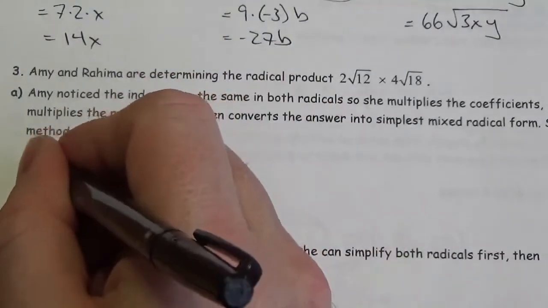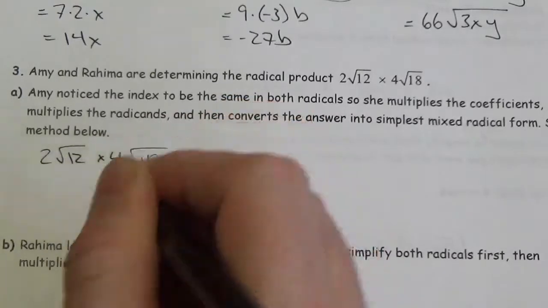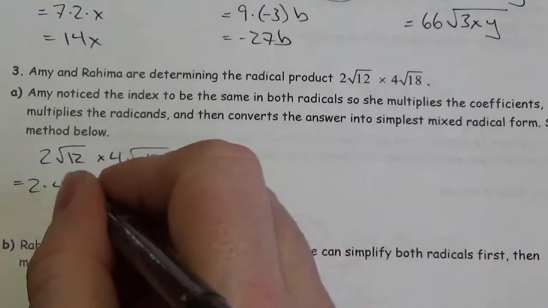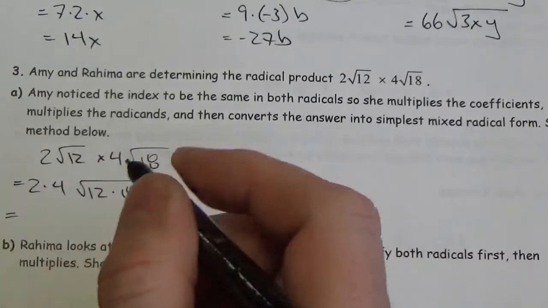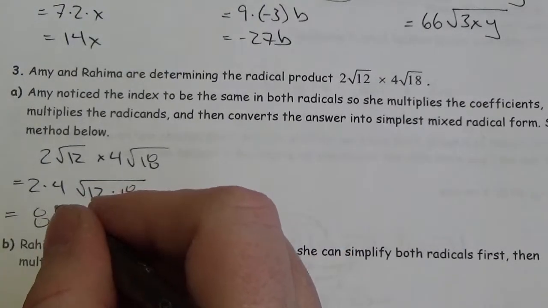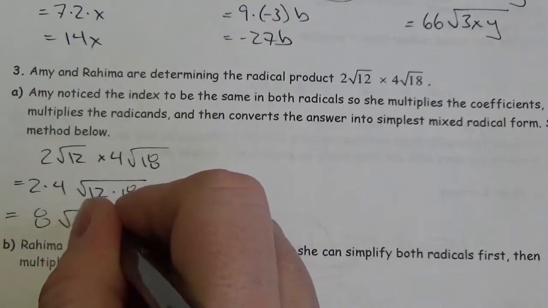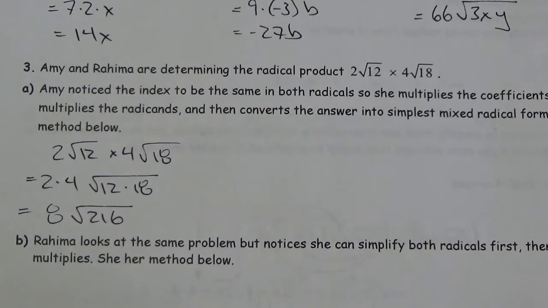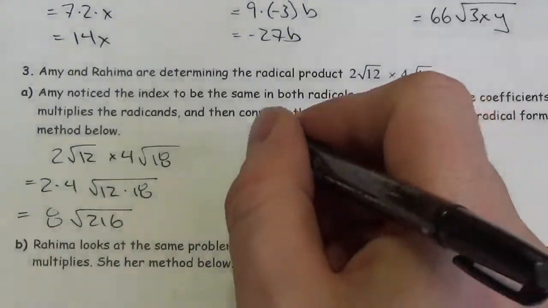So let's do it. So 2 root 12 multiplied by 4 root 18. Okay, well, we're going to multiply the coefficients together, and then we're going to multiply the radicals together. So 2 times 4 is 8. That's easy. Okay, we know that one. 12 times 18 is 216. Okay, so now what she's going to do is she's going to split that apart, break apart that radical, and put it in simplest radical form.